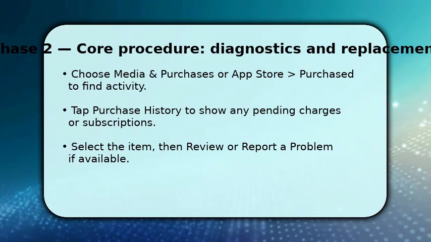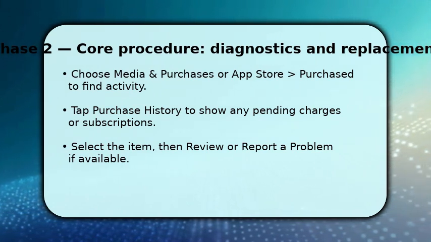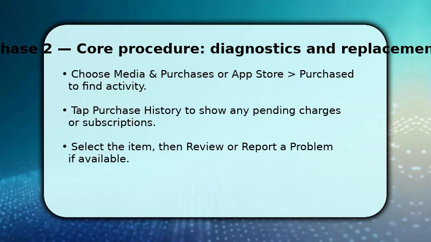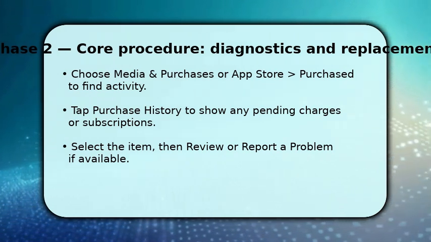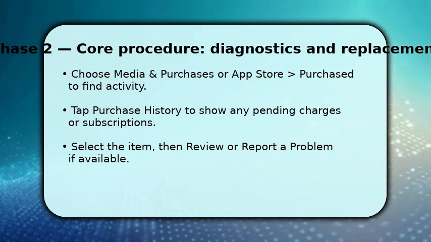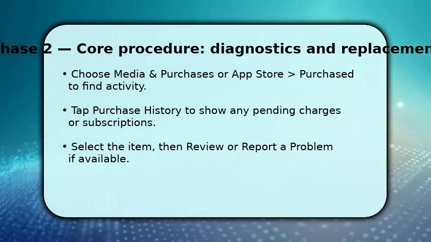Next, navigate to Purchase History so you can see pending in-app purchases and their status. Once there, scan the list for items labeled Pending or Processing. These are the ones you can act on. Tap the specific purchase to open details. This lets you see developer info, date, and any cancel or report options.